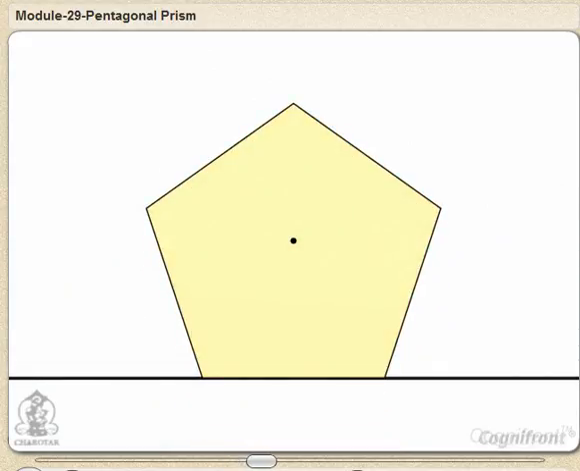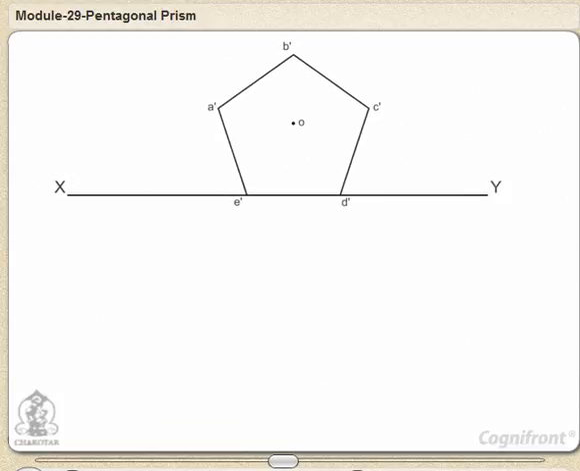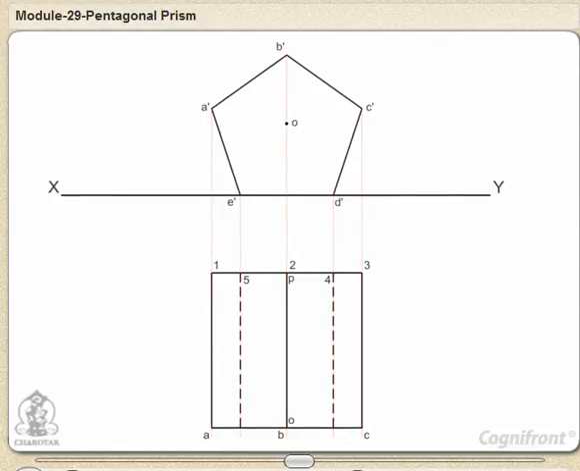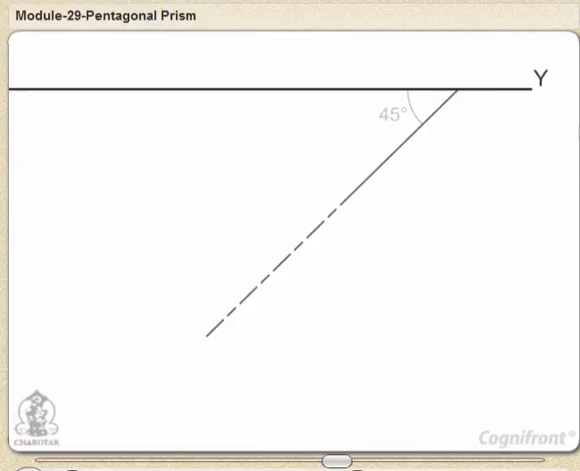We shall generate pentagon in the front view with base parallel to XY. Then let's construct the top view by projecting the details from the front view. Now we will follow the procedure to alter the position of the top view. First, let's draw the axis line at 45 degrees to XY and adjacent to the existing top view. The axis length is 50 mm.